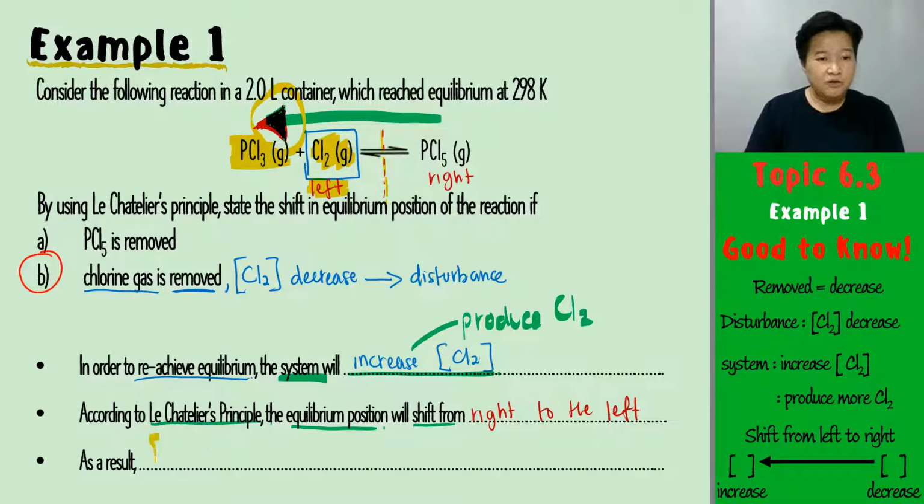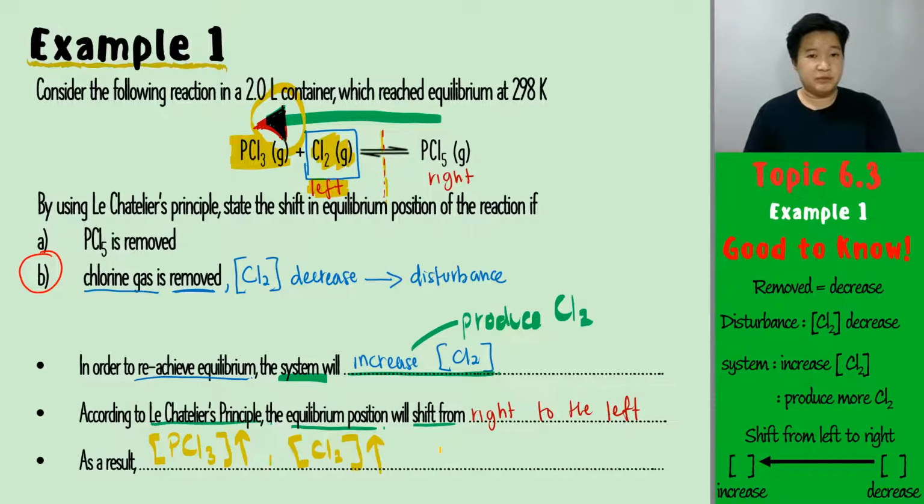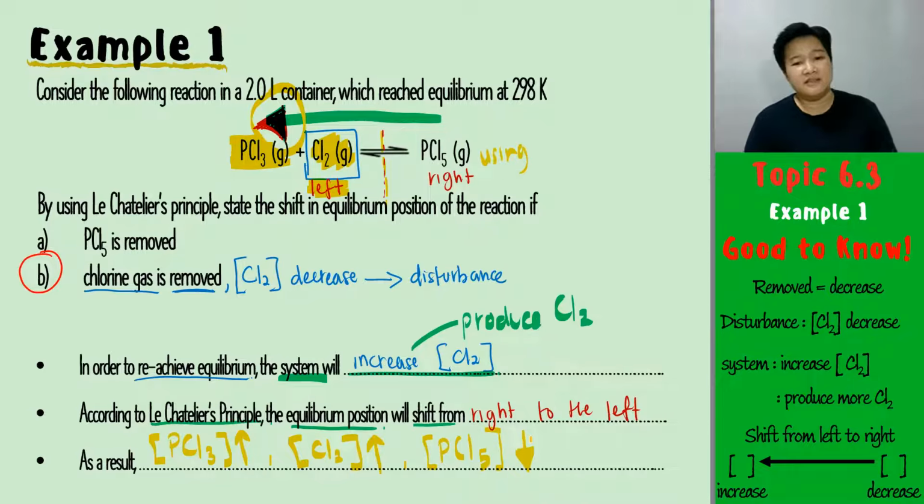As a result, your concentration of PCl3 will increase. The concentration of Cl2 will also increase because we are moving towards them. So when you're moving towards your Cl2 and PCl3, means we are producing both of them, okay? When we produce them, that means the concentration increases. Vice versa, we are moving from PCl5. When we are moving from PCl5, we are using it, alright? Since we are using it, the concentration of PCl5 will decrease. Okay? Simple, easy. That is how we answer Le Chatelier principle questions.